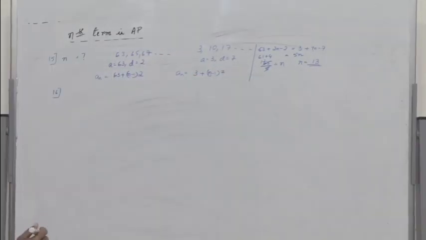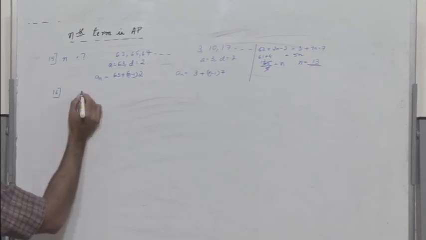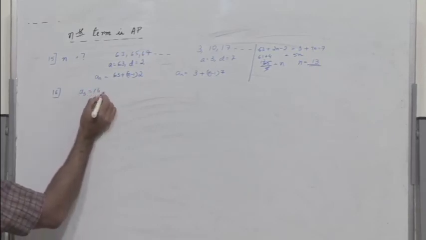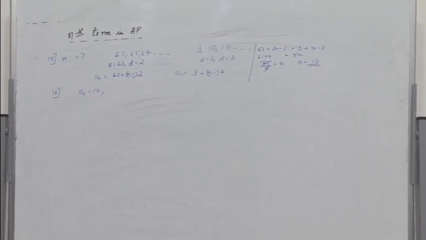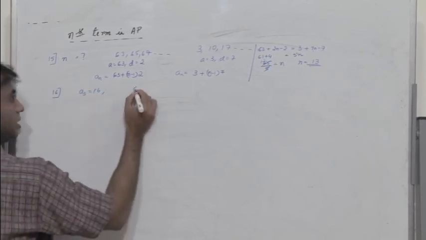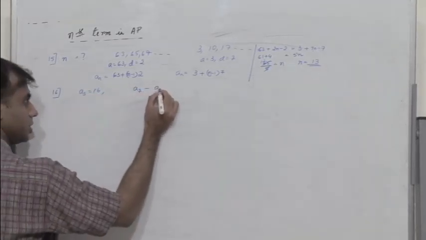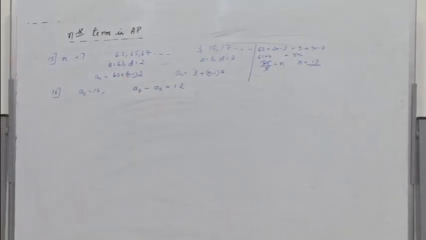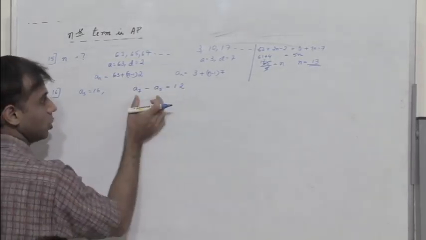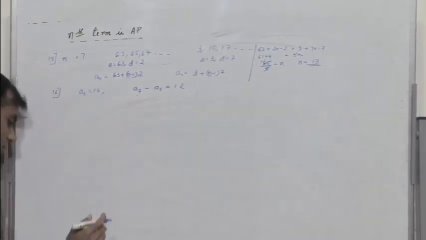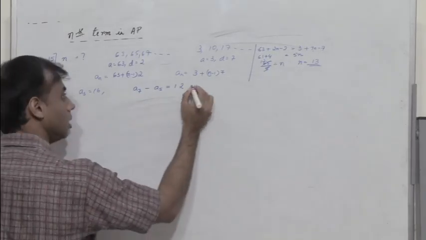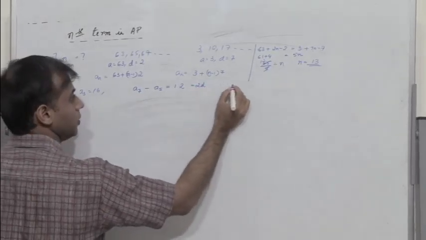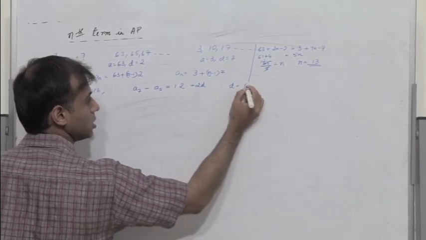To determine the arithmetic progression whose third term is 16, so A3 is 16, and the 7th term exceeds the 5th term by 12. So we need to find the arithmetic progression. A7 minus A5 is 12. What is the difference between these two? It is nothing but 2D. So therefore we have D equals 12 by 2, which is 6.